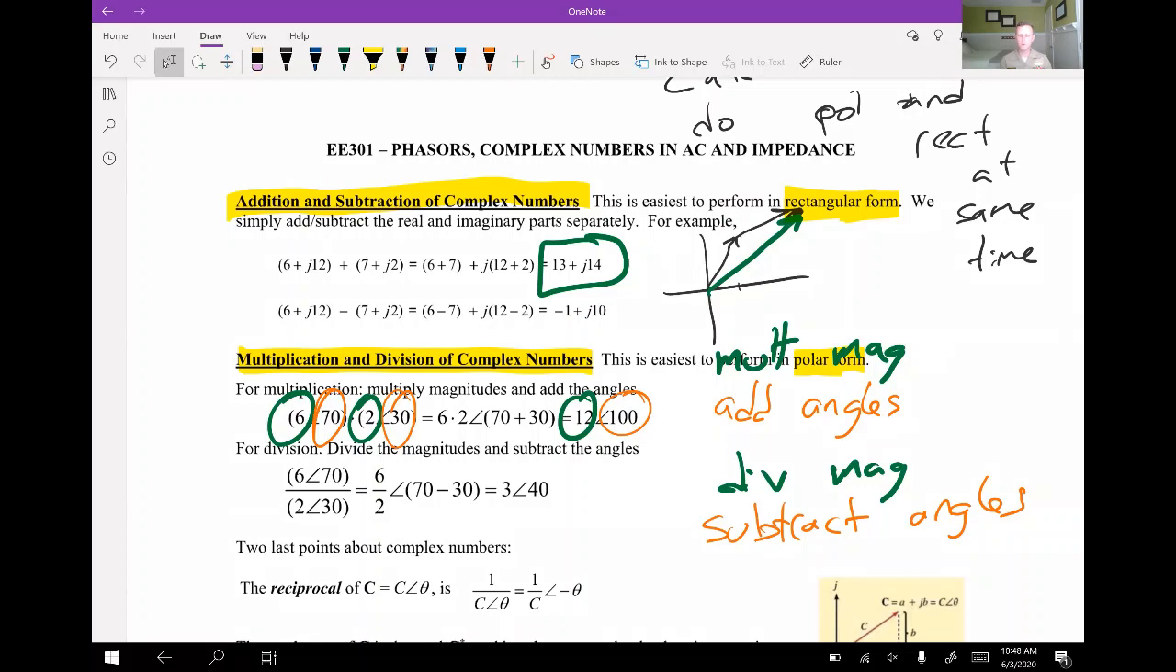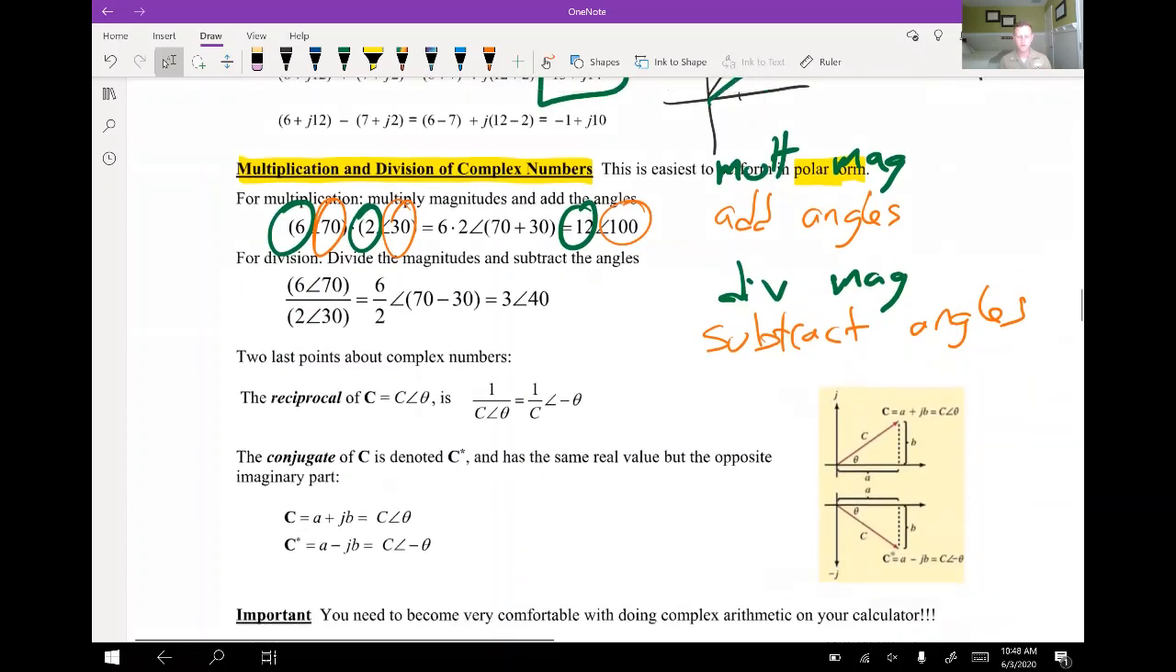So if we're going to do it in multiplying, and we're going to do it by hand, which sometimes is faster, especially 2 angle 30 times 1 angle 10, that's faster to maybe just do it by hand than typing all those complex numbers into your calculator.